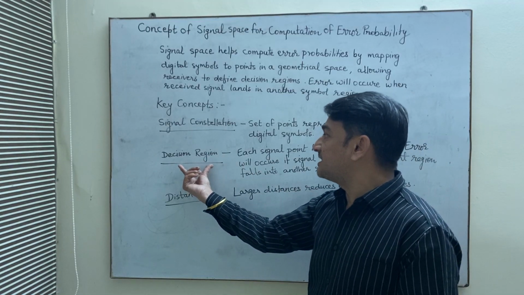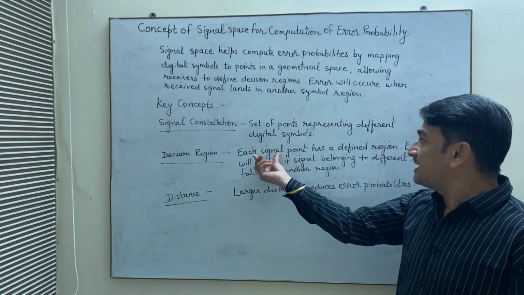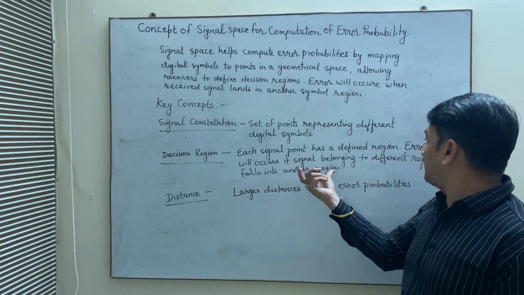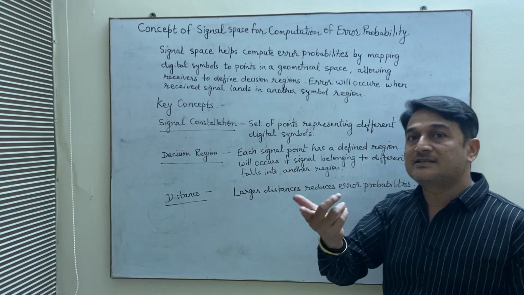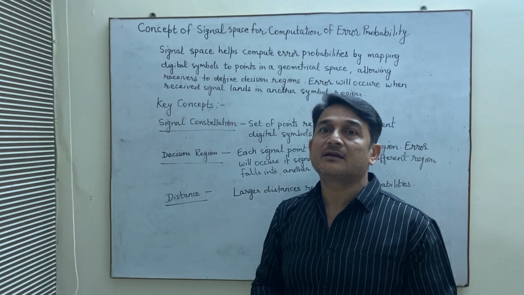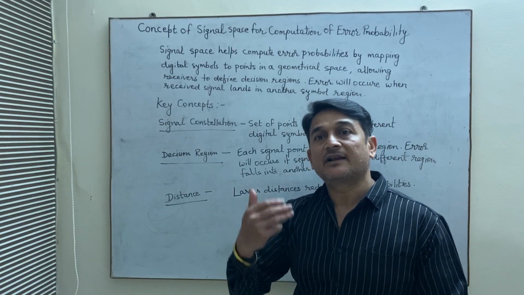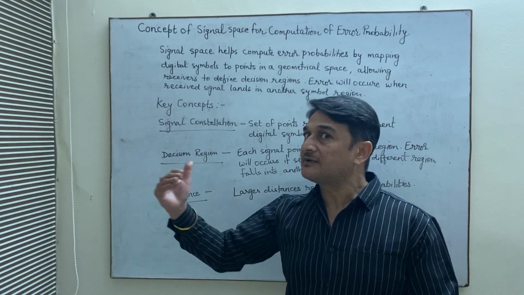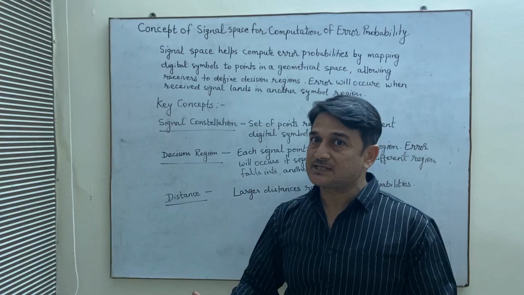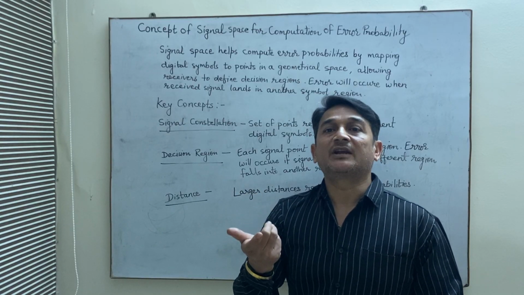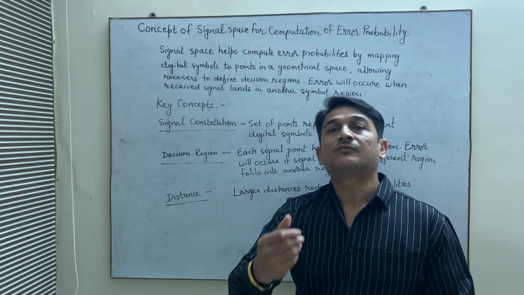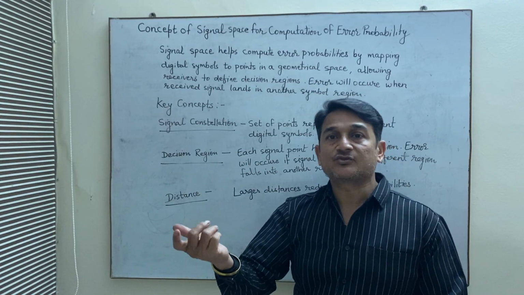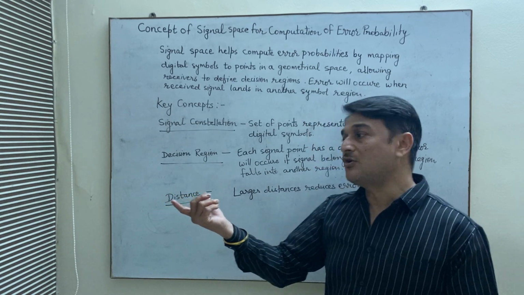Then second is the decision region. Each signal point has a defined region. An error will occur if a signal belonging to one region falls into another region. Suppose a 3-bit combination: there are 8 different combinations from 000 to 111, and all 8 symbols will accommodate their respective spaces. There is a space for 001, and if somehow 010 falls in that particular space, the error will occur because that space was allocated for the symbol 001.